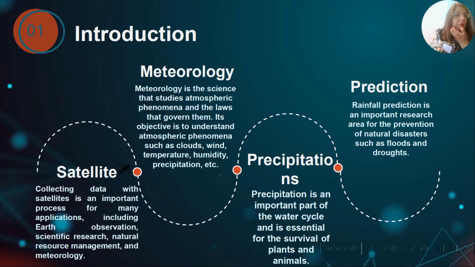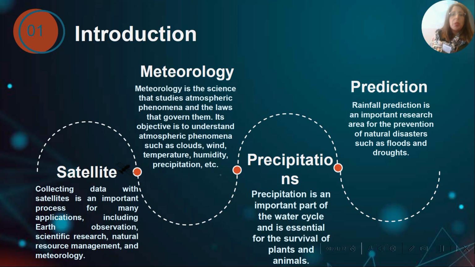To speak about my topic, I have to introduce four words. Satellites: collecting data with satellites is an important process for many applications, including Earth observation, scientific research, natural resource management, and meteorology. The second word is meteorology. Meteorology is the science that includes atmospheric phenomena and the laws that govern them. Its objective is to understand atmospheric phenomena such as clouds, wind, temperature, humidity, precipitation, etc.